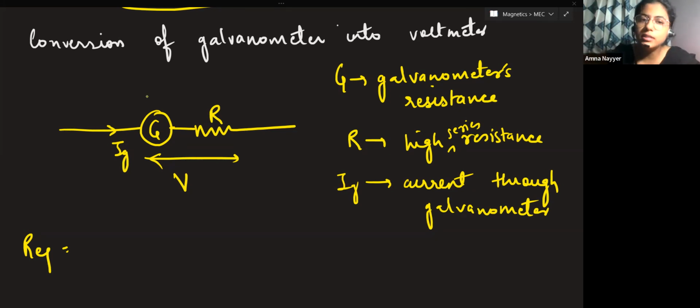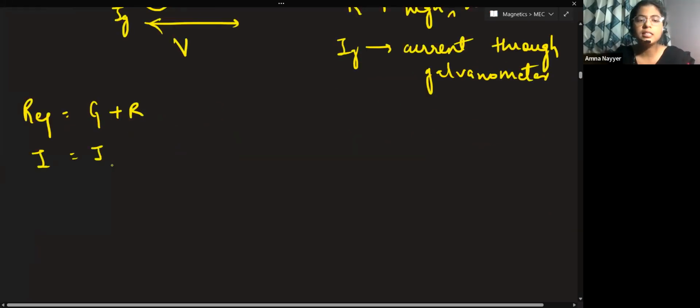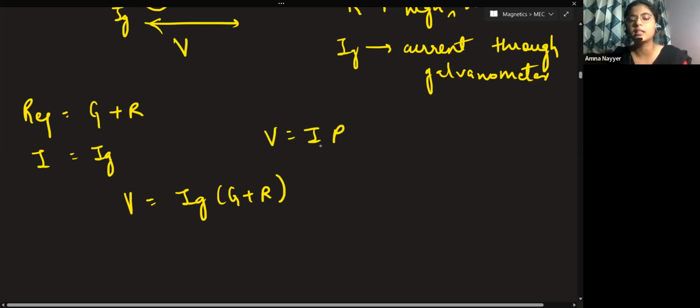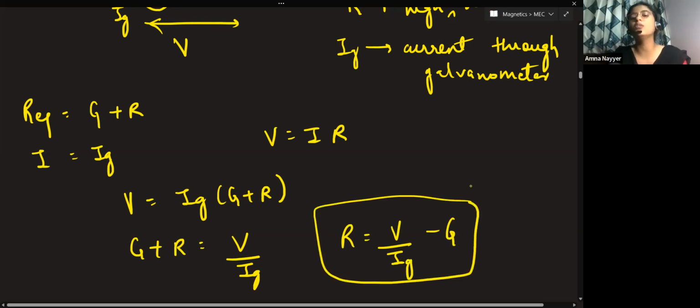See, R equivalent will be what? This is your first resistor, this is your second resistor. So the R equivalent will be simply R plus G. Now use your Ohm's law. V is given, R equivalent is given, current is Ig. So V will be equal to Ig into (G plus R), because V is equal to IR. So G plus R can be written as V divided by Ig, and the value of resistance can be written as V by Ig minus G. That's how you calculate the value of the series high resistance in the case of a voltmeter.